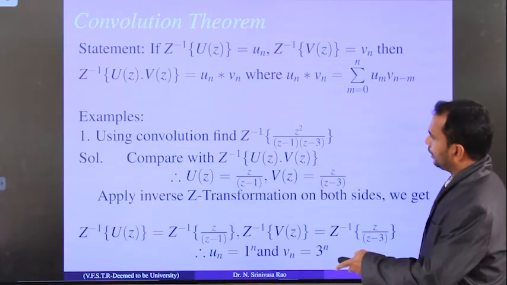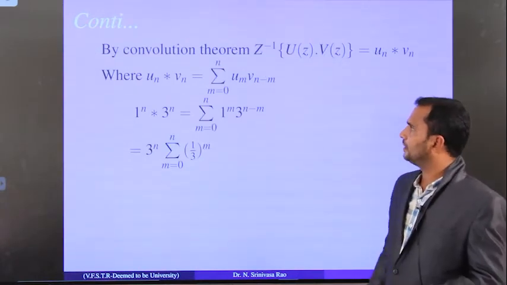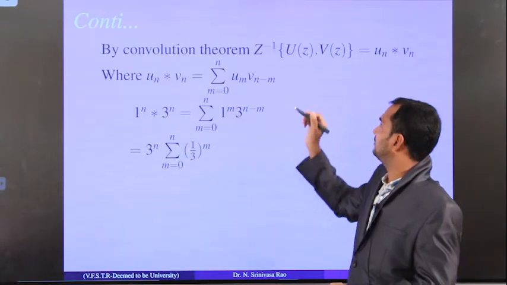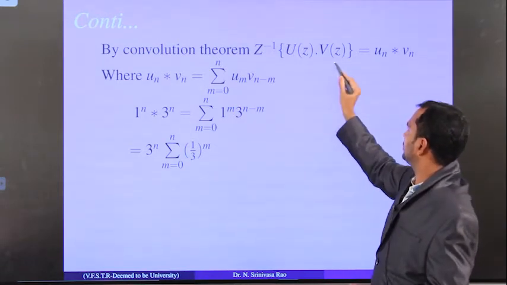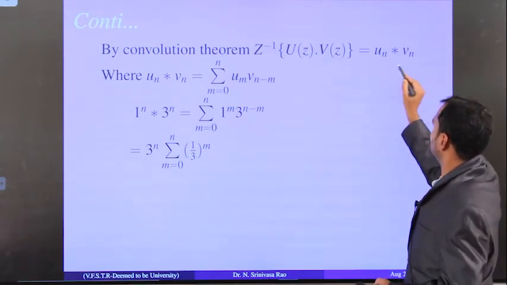Now we look at how to find the convolution product. By the convolution theorem, z inverse of U(z) into V(z) is defined as u(n) star v(n).